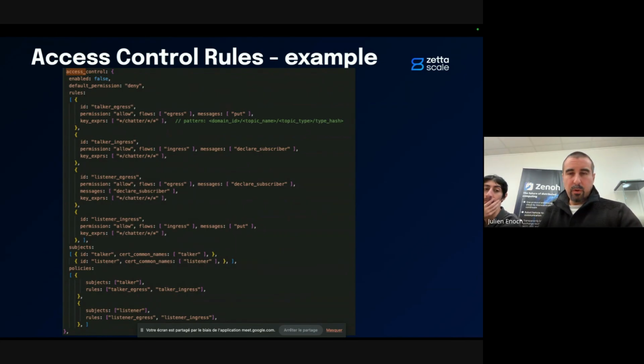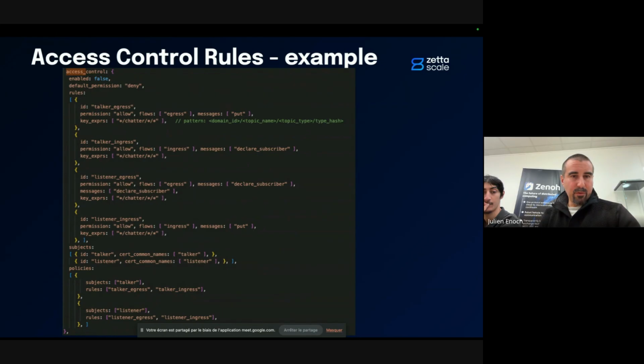We need to allow publication to get out, but we also need to allow the declaration of subscriber to get in. So we have a second rule, which is for the talker ingress message. We have the declare subscriber message allowed to come in. And then we have two rules for the listener. The listener shall allow in egress the declare subscriber and in ingress the publication messages. That's the symmetric of the talker.